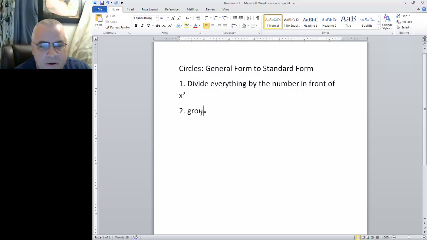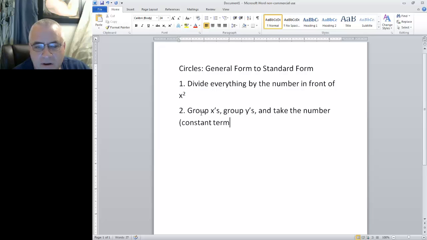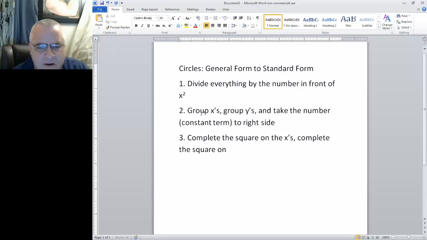Step 2, group the x's, group the y's, and take the number, the constant term, to the right side. Step 3, complete the square on the x's and complete the square on the y's. And once you finish with that, then it's in the right form.